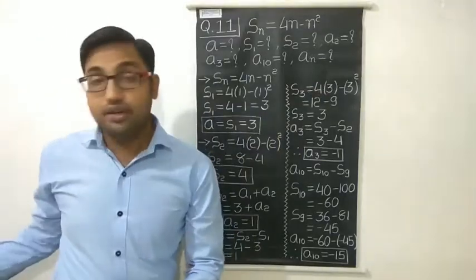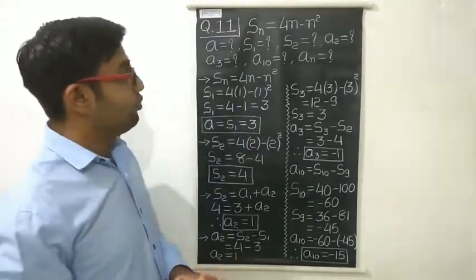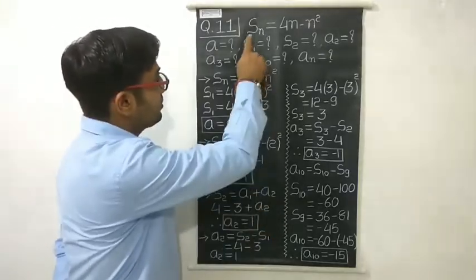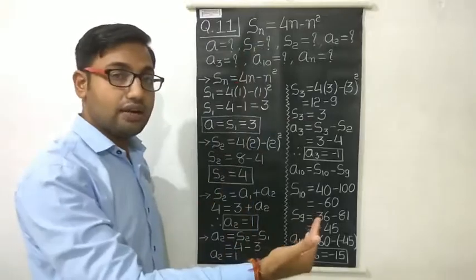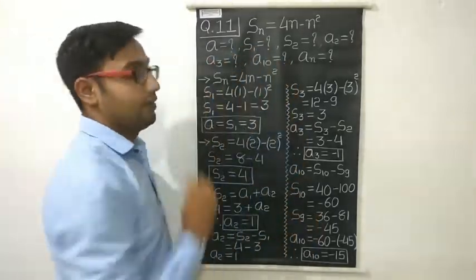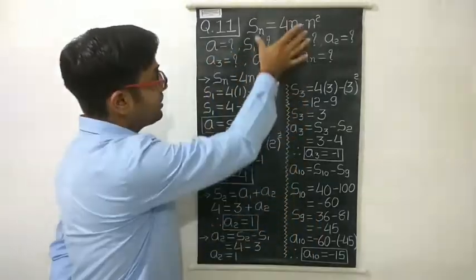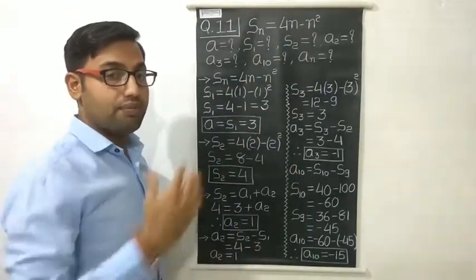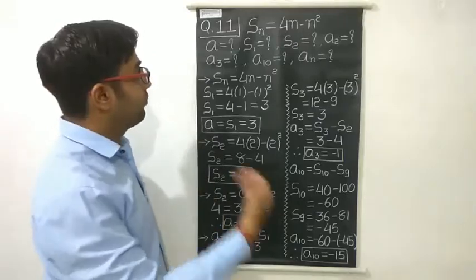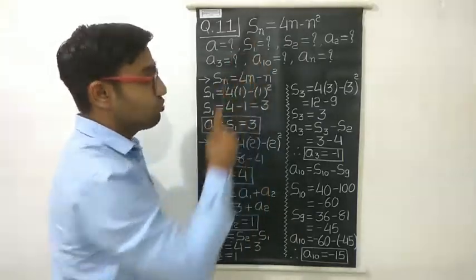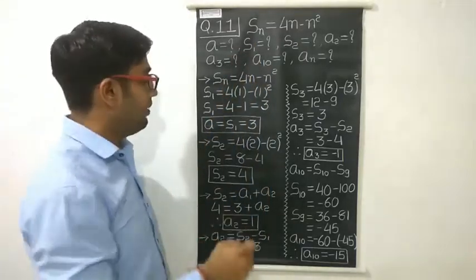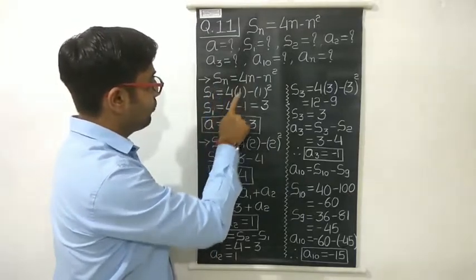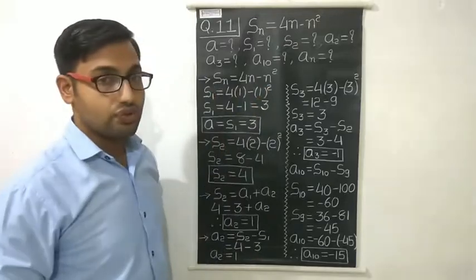So here, see, we are not given the value of the first term and the common difference. Instead of that, we are given the sum of the first n terms in terms of n. That means using this formula, we can find the sum of any number of terms. Like for the first term, if we use n is equal to 1, then we get S1 is equal to 4 into 1 minus 1 square.